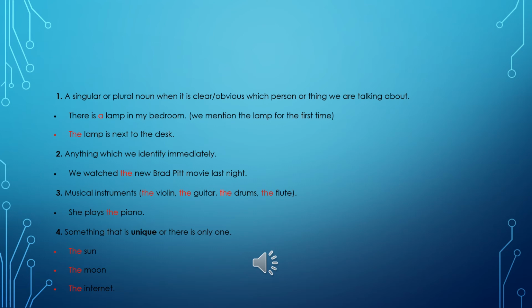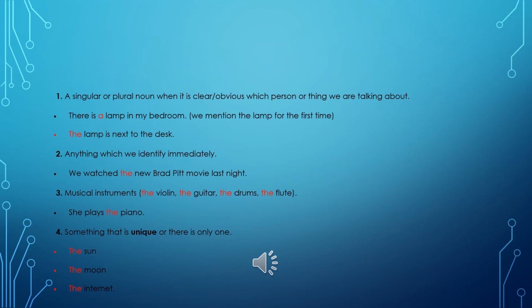Anything which we identify immediately we use with the definite article the. We watched the new Brad Pitt movie last night, because Brad Pitt is a famous character, so we use it with the definite article the. We identify him immediately. For musical instruments, we also use them with the definite article the. For example, the violin, the guitar, the drums, and the flute. She plays the piano. What kind of musical instrument do you play?